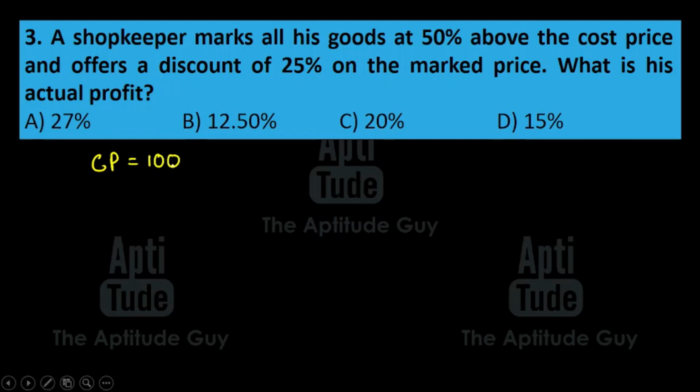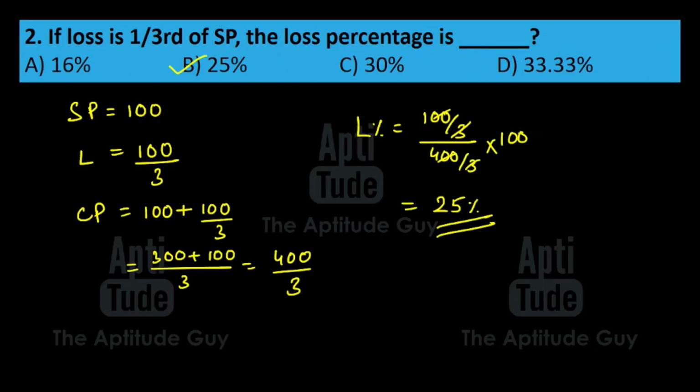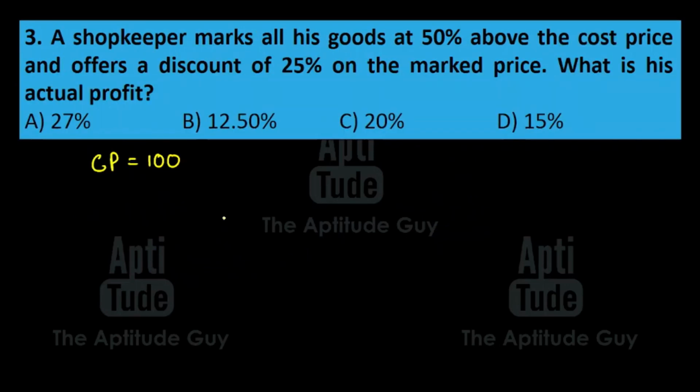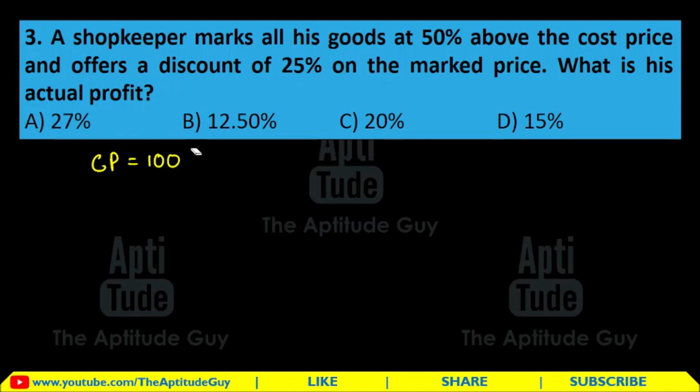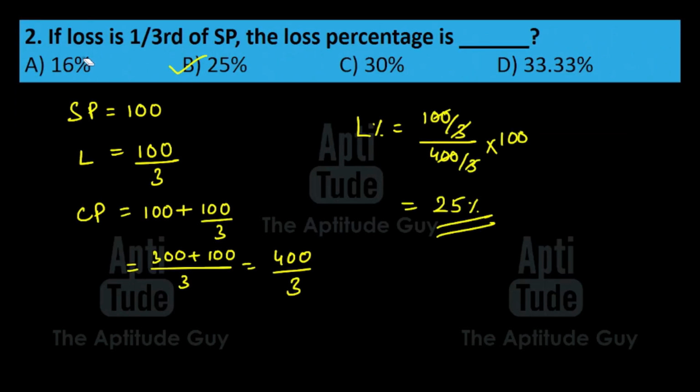Now wait a second. Here I took cost price as 100, but in the previous question, I took the selling price as 100, right? What is the logic behind that? In some questions, I'm using selling price as 100. In some questions, I'm using cost price as 100. Why? The thing is, you have to read the question and then see which piece of information is the reference. For example, in question number 2, they had given loss is 1/3 of selling price. Of selling price, so selling price is the reference. So I took selling price as 100.